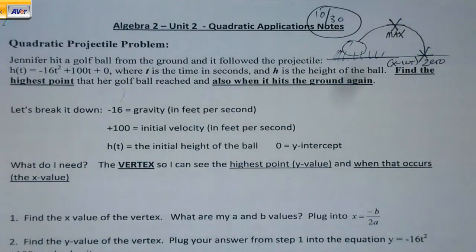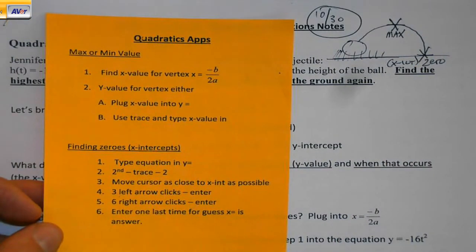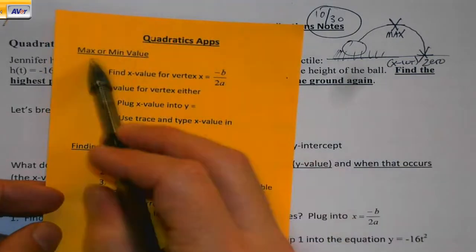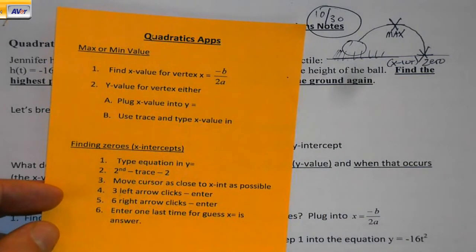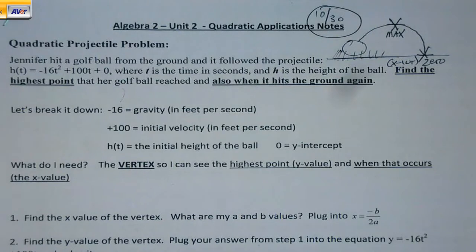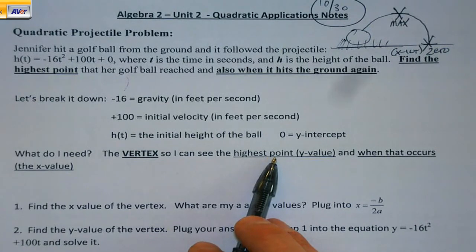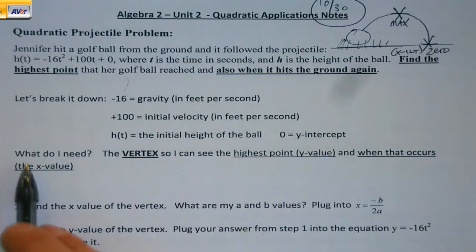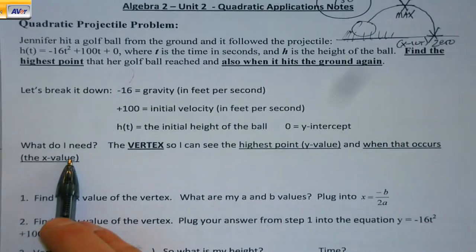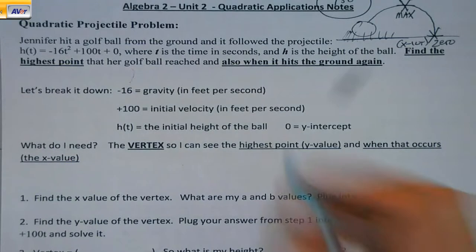And so here's why it's important to start recognizing what the pieces are and what their names are. Those are the names, zeros and maximum, that are on our help sheet. Once I know what I'm looking for, I can just follow that. So what do I need? I need the vertex so I can find the highest point, the y value, and when that occurs, the x value.